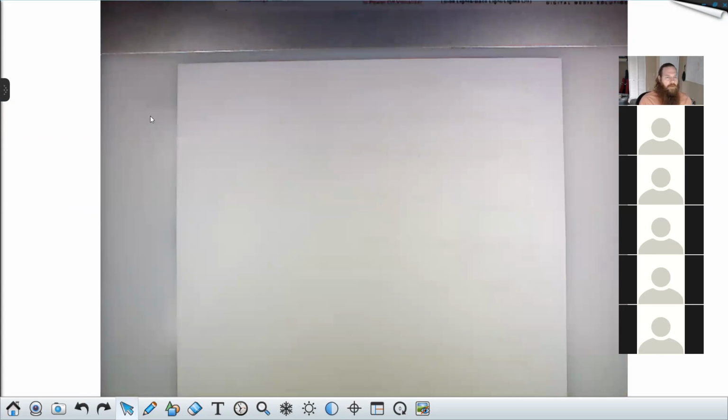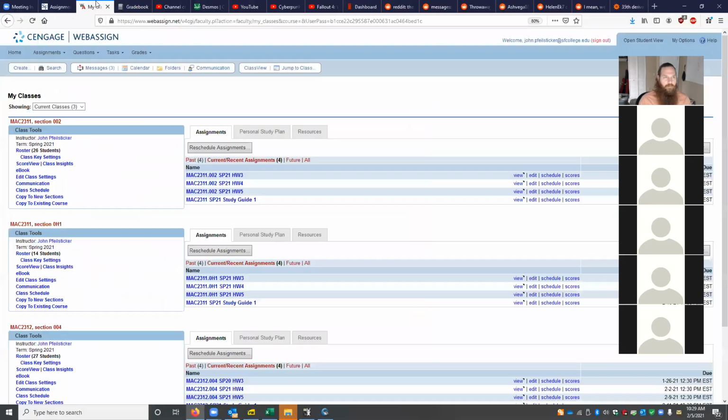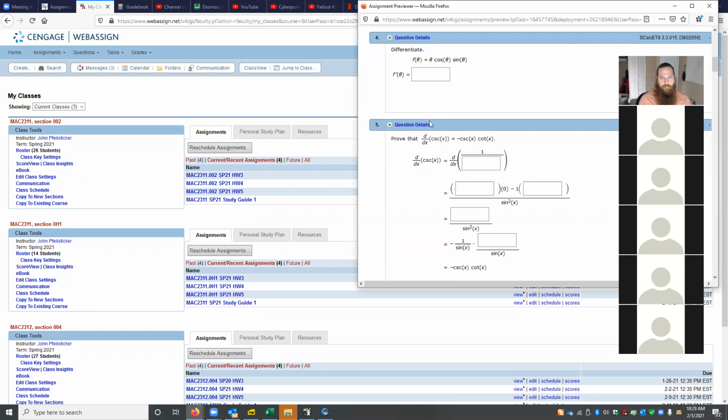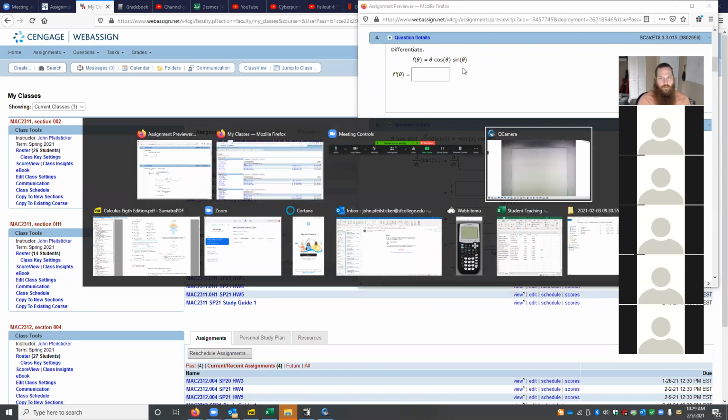Okay. I think a minute ago, who did we have? We had somebody ask for a homework problem, right? We want to look at number 4. Is that on homework 5? Here, right? Yeah, this is a fun one. Theta, cos theta, sine theta.